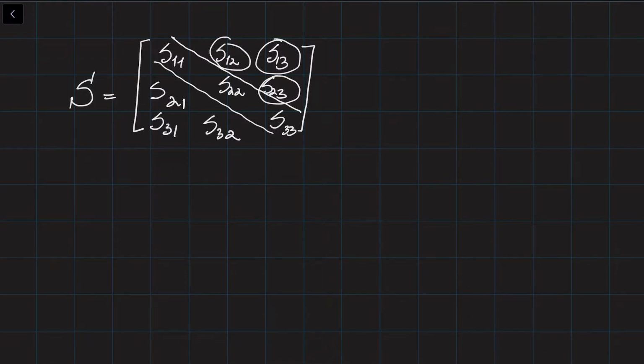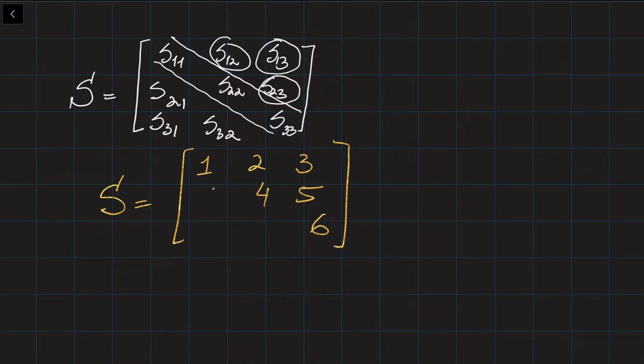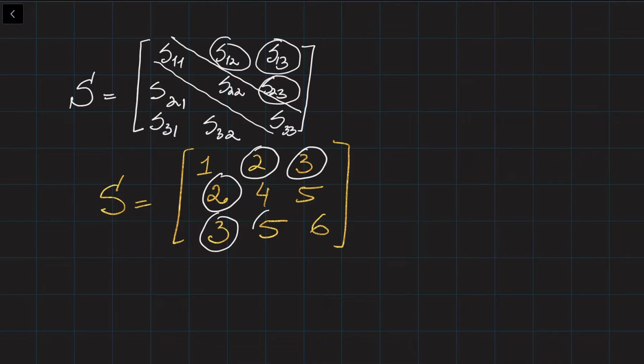So let me give you some examples. Let's say S is given as 1, 2, 3, 4, 5, 6. Then this entry here is going to be equal to 2, this entry is going to be equal to 3, and this entry is going to be equal to 5. You see, this entry here and here are the same. Here and here are the same, and here and here are the same.